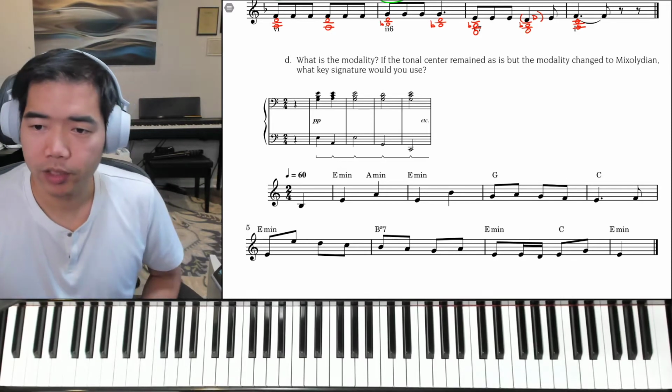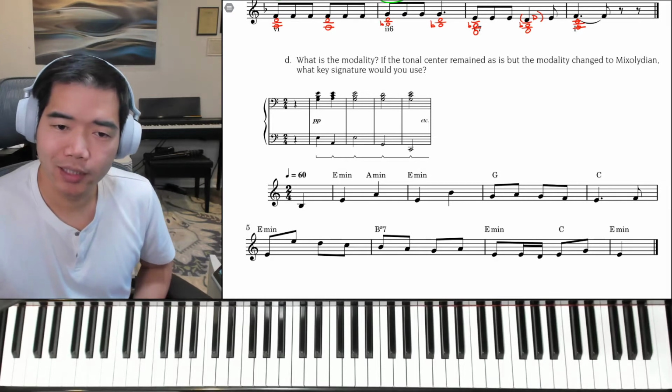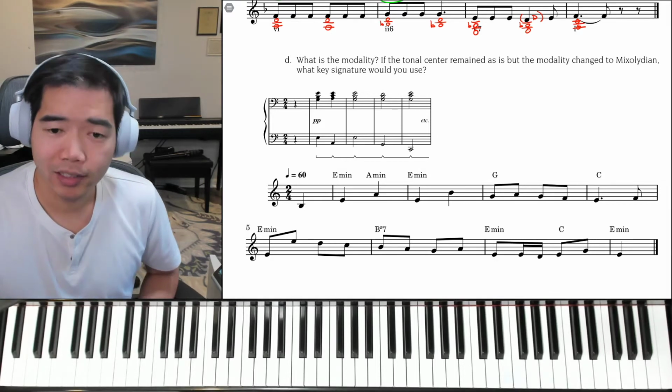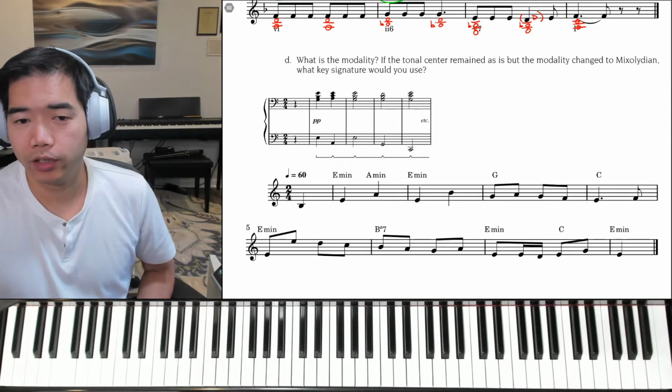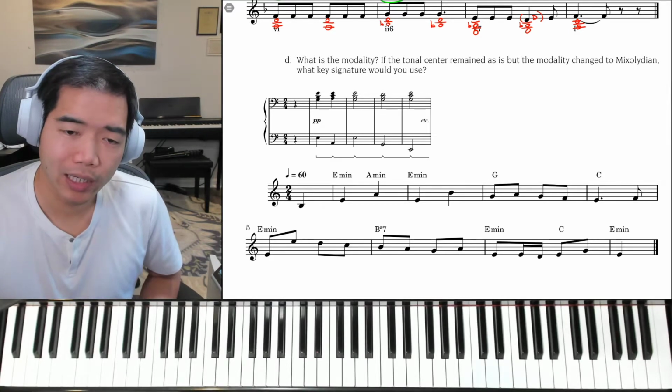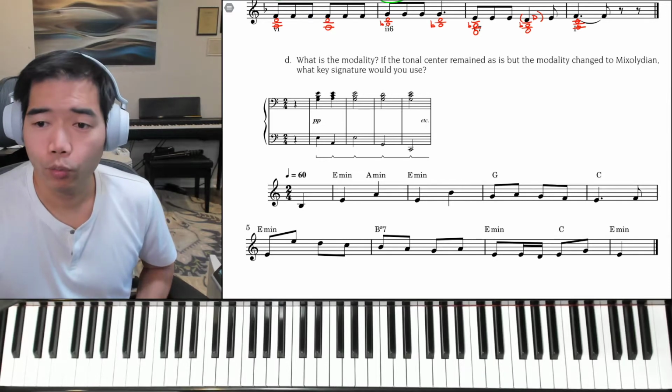Mixolydian modality is very easy to remember. It's the same as a major scale, except it has a lowered 7th scale degree. That's all it is. So the 7th scale degree is lowered by 1/2 step. So it's a major scale without a leading tone.